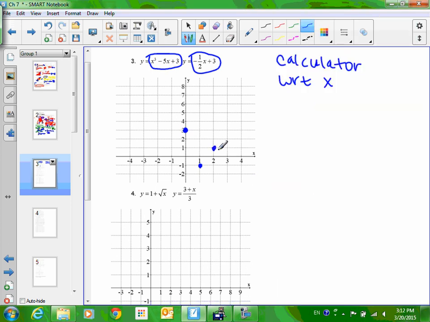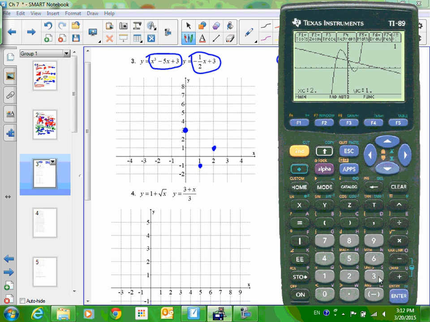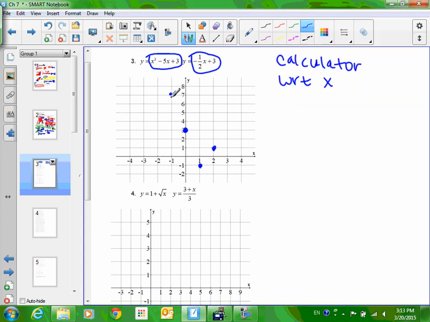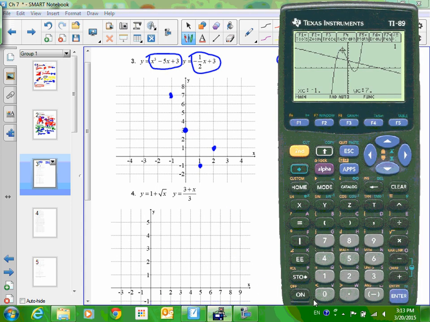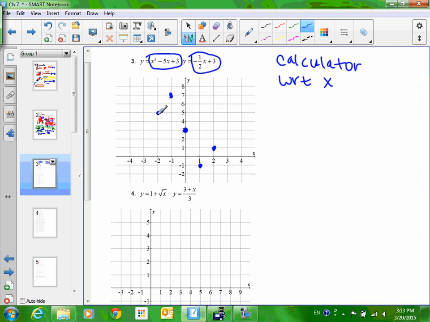I'm going to have to just keep doing this. You could trace to 3, you get 15, so I'm not going to plot that point. I could trace with -1 and get 7. How else could I look up these values? The table. So it's really whatever floats your boat here.